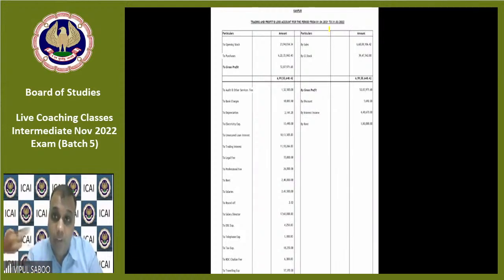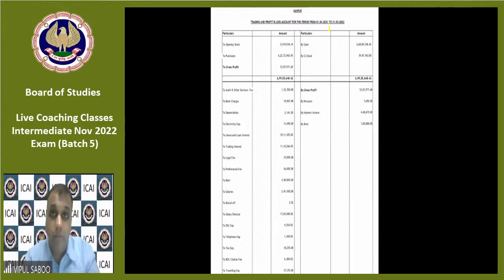It could be 31st March 22. It could be 31st December 22. It could be 15th February 22. It could be 10 November 22. But balance sheet is always as on a particular day. And your income statement, trading and profit and loss accounts, they are always for a period from this date to this date. Any accounting period, but it is always for a period.